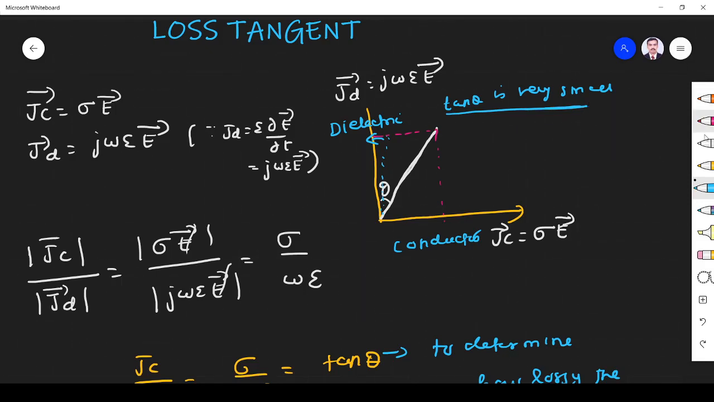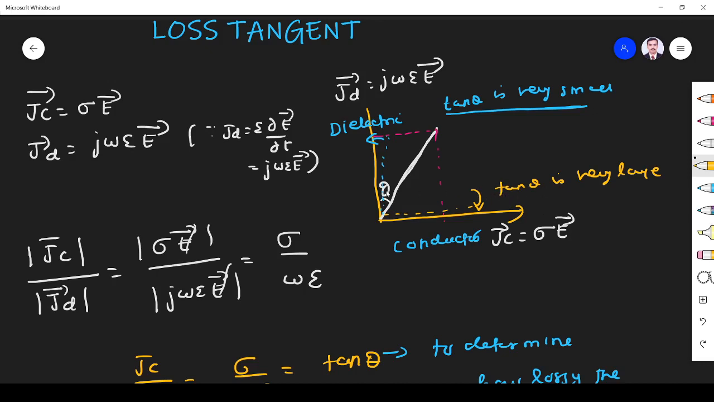A medium is said to be a good conductor when tan theta is very large. When theta is very large, what happens? This line will come towards here, right? So tan theta is very large. So when tan theta is very small, the medium is said to be dielectric. When tan theta is very large, the medium is said to be a good conductor.